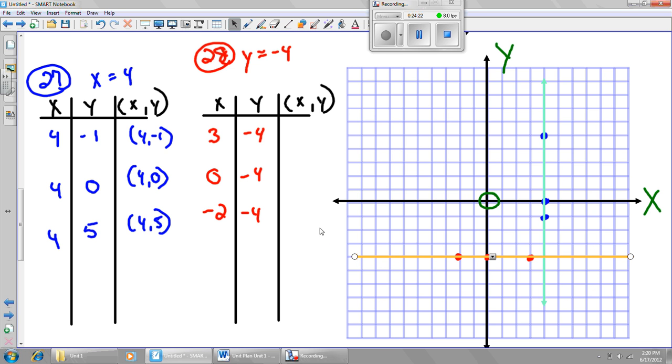So when it's y equals and there's no x in the equation, I get a horizontal line. When it's x equals, I get a vertical line.